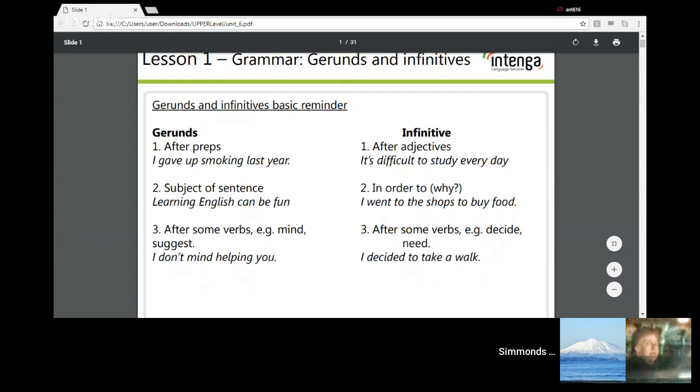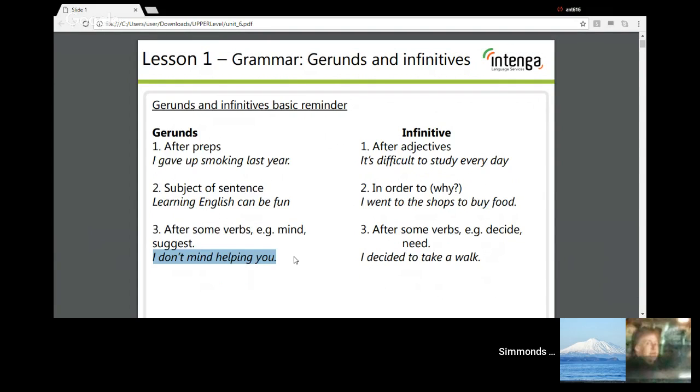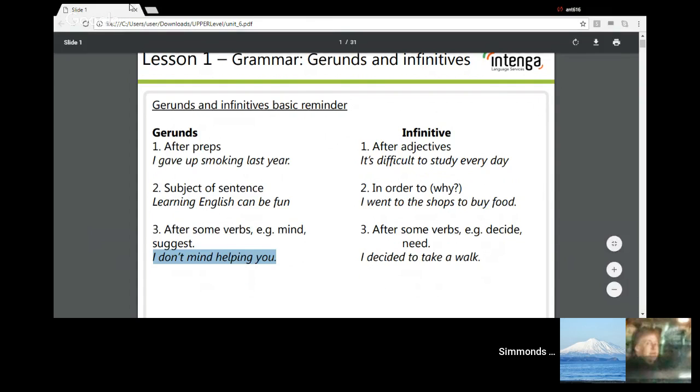Now, this part 3 is an actual verb pattern. If I look, it says after some verbs like mind, suggest, there's a whole list. A long, long, long list of these. So basically, yes, as Ken says, you have to memorize these verbs.